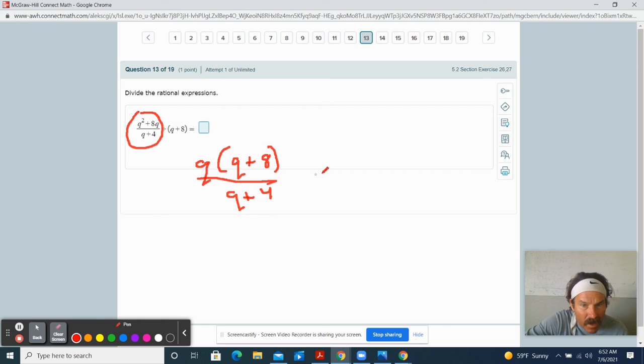Now, I need to change this division to a multiplication. And now, how do I flip something that's not a fraction? Well, I have to make it a fraction. So you can put it over 1 to make it a fraction. And now you flip it. So if you flip it, the 1 goes on top, and the q plus 8 goes on the bottom. It's not a coincidence that we have a q plus 8 on the top, because those are going to cancel. So now we do our canceling.